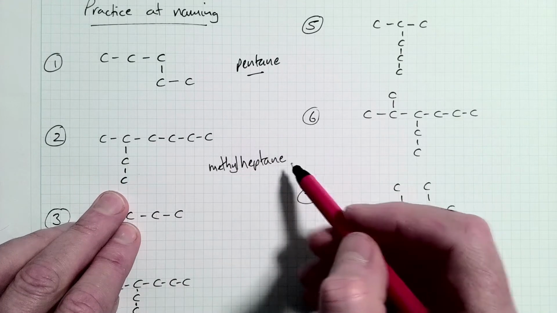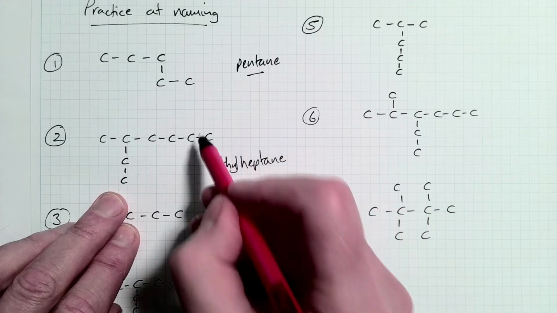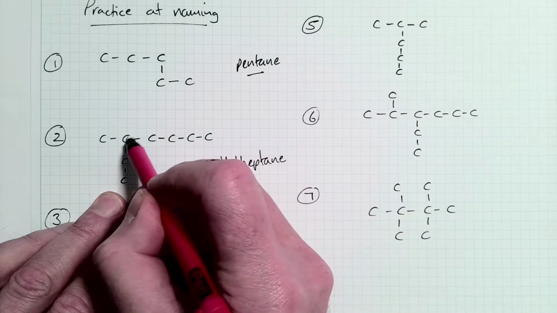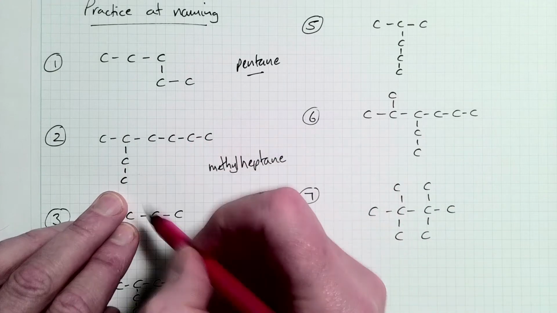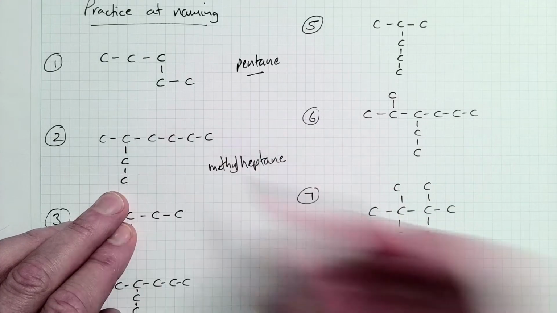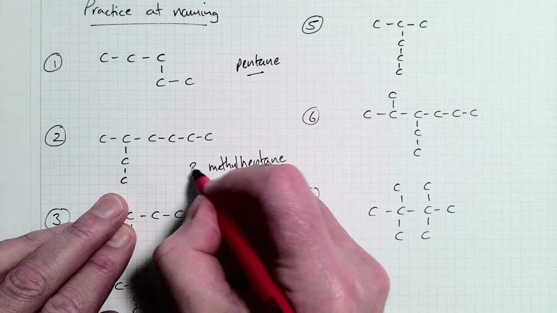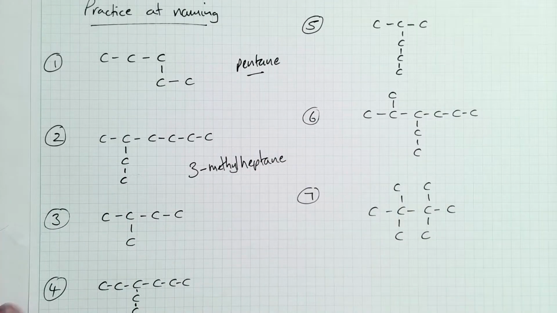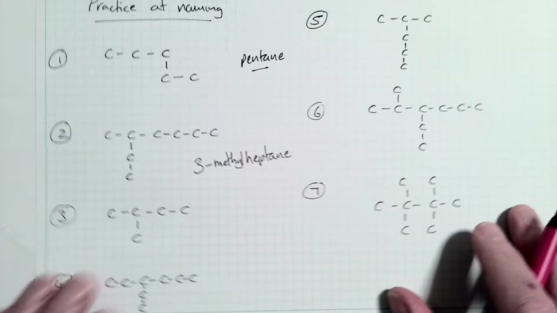And so we need to figure out which carbon it's attached to. Well, remember, this is our chain. So 1, 2, 3, 4, 5, that would be carbon 5 counting from this end, or 1, 2, 3 counting from this end. We always use the lowest number. So we put a 3 in and we join it with a dash. Numbers are joined to words with dashes in this system.